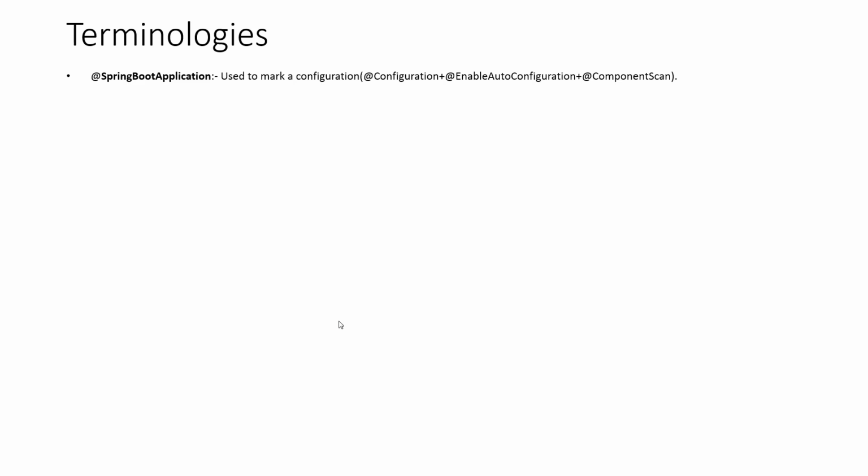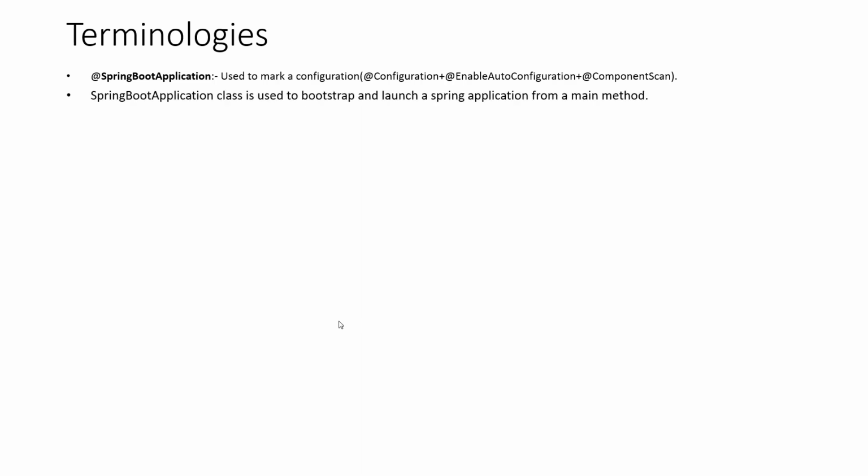the Spring Boot application annotation, and the main function of this annotation is that it's used to mark a configuration. This annotation consists of three other annotations. The first one is configuration, enable auto configuration, and component scan. These three annotations make up the Spring Boot application annotation.